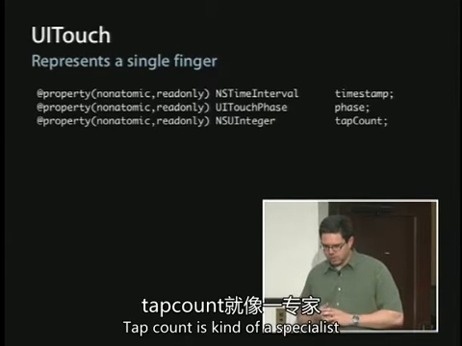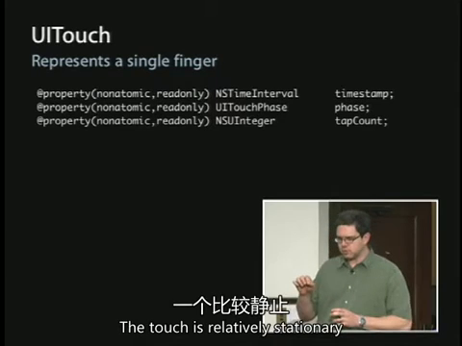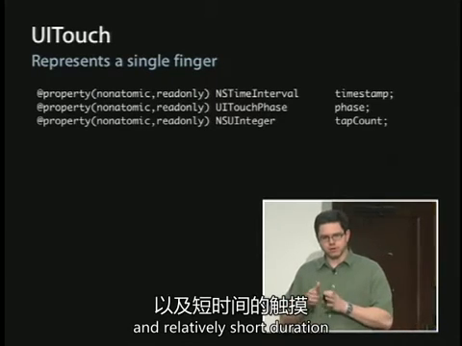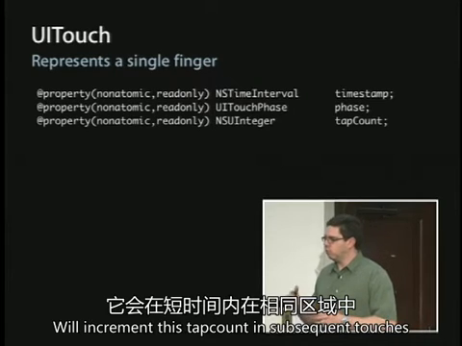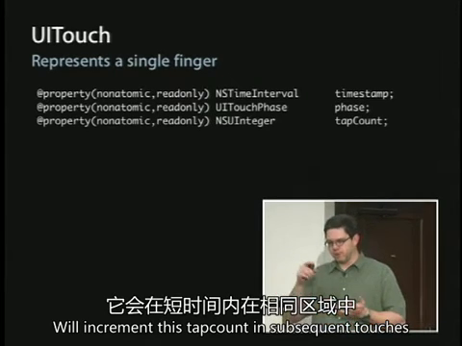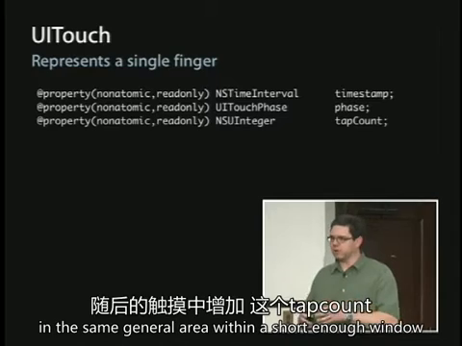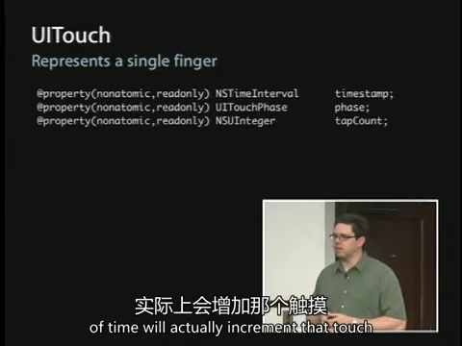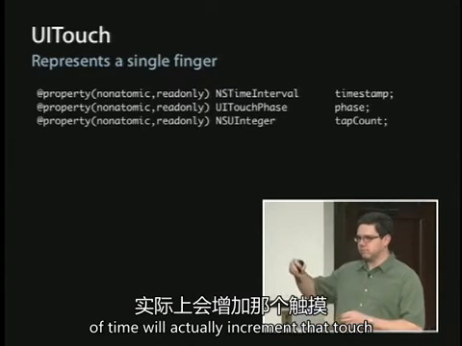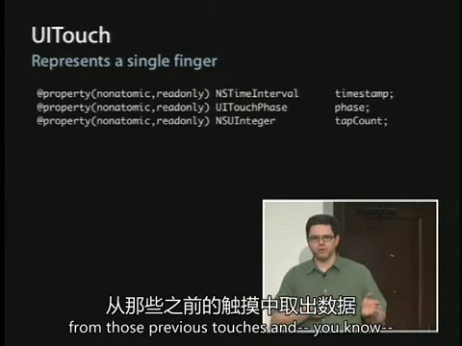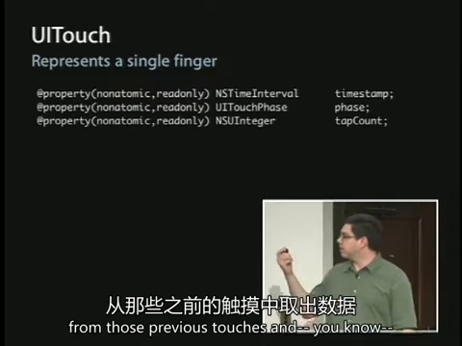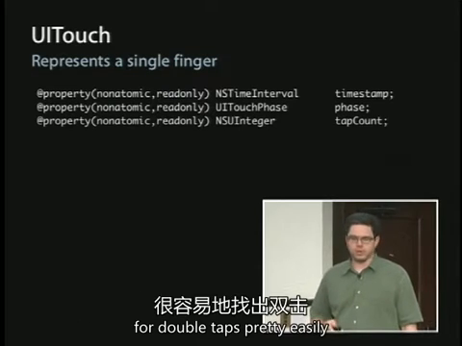Tap count's kind of special. If the touch is relatively stationary and relatively short duration, such that it sort of looks like a tap, we'll increment this tap count, and subsequent touches in the same general area within a short enough window of time will actually increment that touch. Even though it's a new touch instance, we'll pull data from those previous touches and up this tap count so you can look for double taps pretty easily.